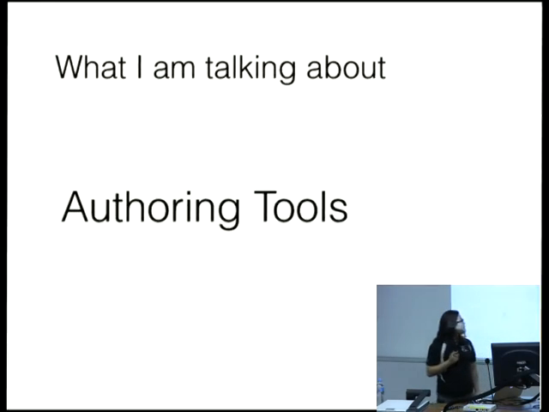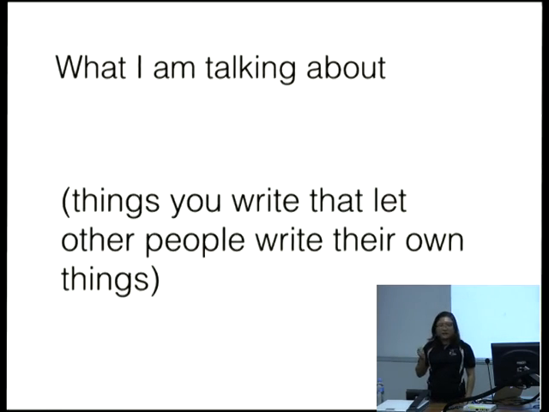What I am here to talk about, though, is authoring tools. Now, these are the things you write that enable other people to write their own things. And you don't control that second part. Sometimes it feels like you can't do anything about it, but you control that first part, and that means that you can use that control over the authoring tools to help people, to encourage them to make their own content accessible, sometimes without them even knowing that they have somehow made their content more accessible. It just works.